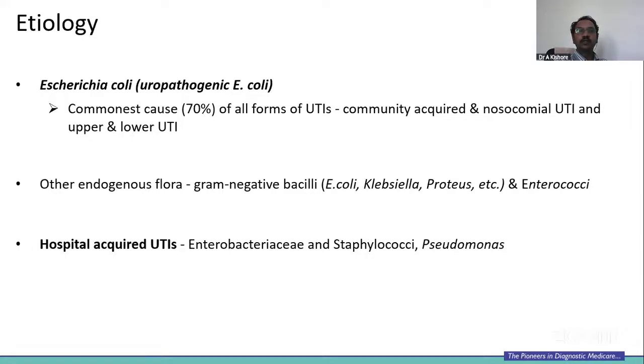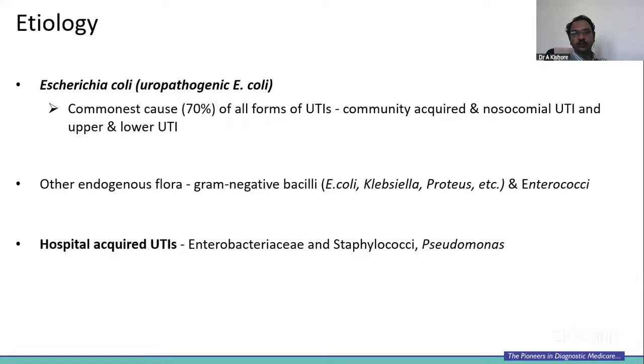If you look into the organisms that mainly predispose to urinary tract infections, mainly Escherichia coli, which is uropathogenic Escherichia coli, is the commonest cause, 70% of all forms of urinary tract infections, especially the community-acquired and nosocomial urinary tract infections, and upper and lower urinary tract infections also.